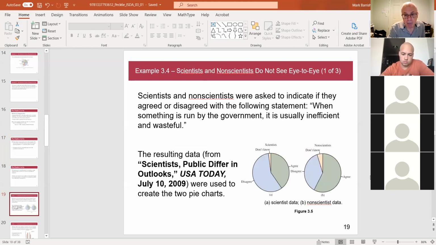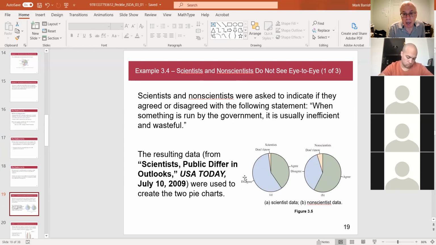Now, many times you will see something like this, where you compare different pie charts for different groups. So here we have two groups of people, scientists and non-scientists, who are asked if they agree or disagree with the following statement: "When something is run by government, it's usually inefficient and wasteful." Do you agree or disagree? Well, what are the choices? Agree, disagree, and don't know are the three choices. So there will be three slices of the pie.